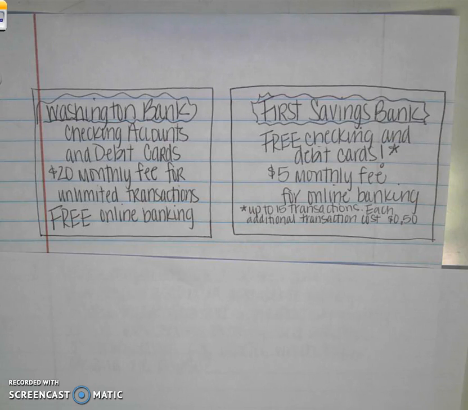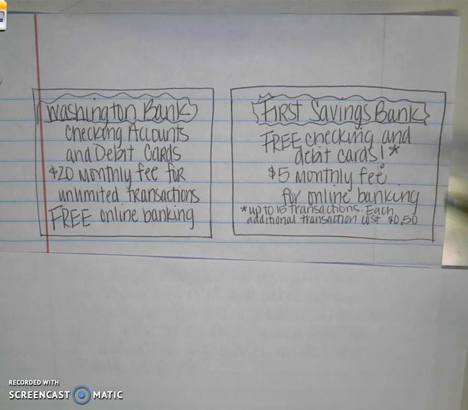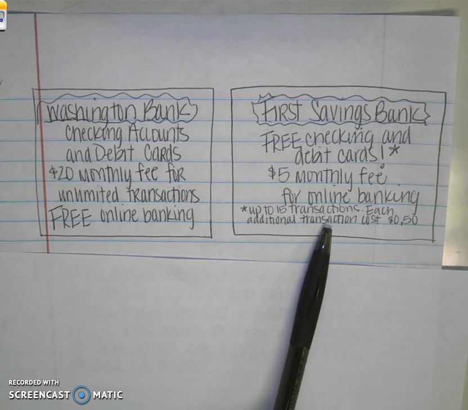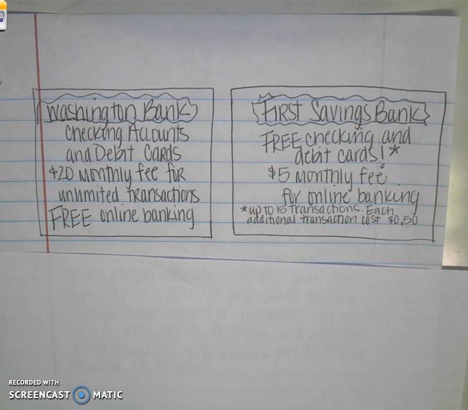Okay? Now, First Savings Bank offers free checking and debit cards. So they don't charge me for an account there. However, if you notice, see how there's a little star there? This little star tells me that you get up to 15 transactions. So I can have 15 debit card purchases, basically 15 withdrawals, 15 deposits, 15 transfers. If I go over that, they're going to charge me a transaction fee of 50 cents for each transaction. First Savings Bank also charges me a $5 monthly fee for online banking. Now, depending on what your needs are, would depend on what bank you would want to select.